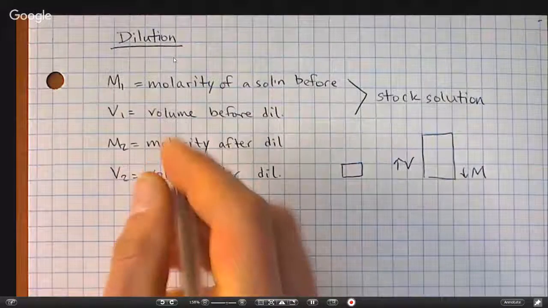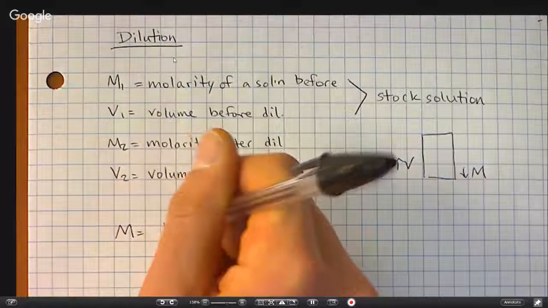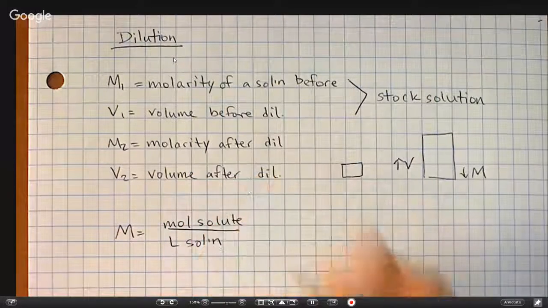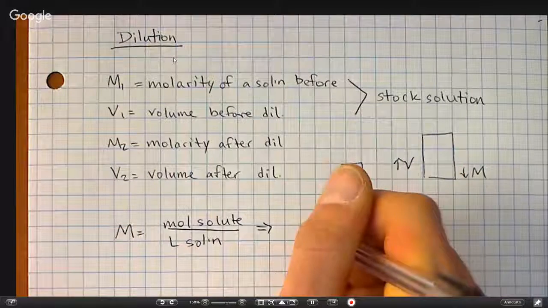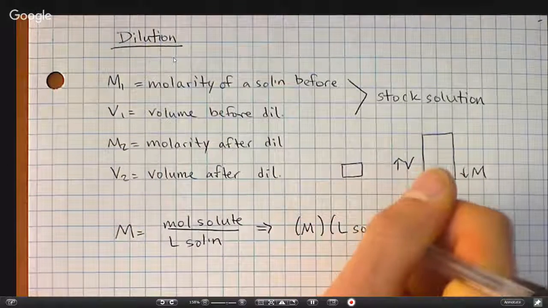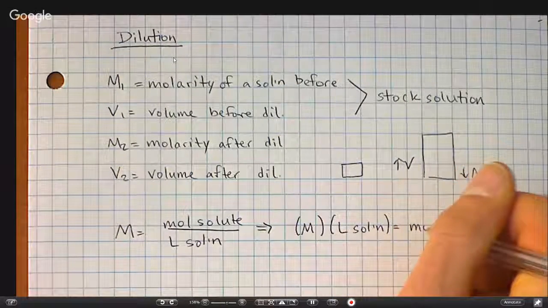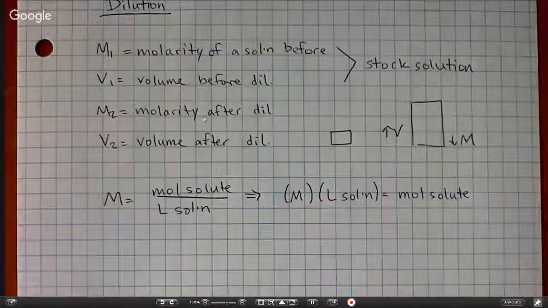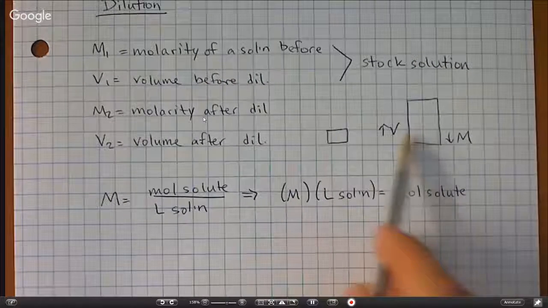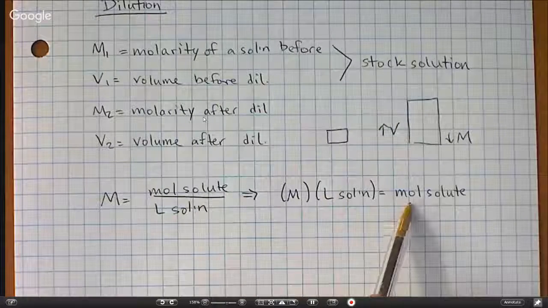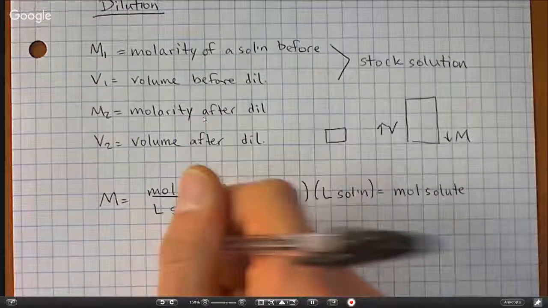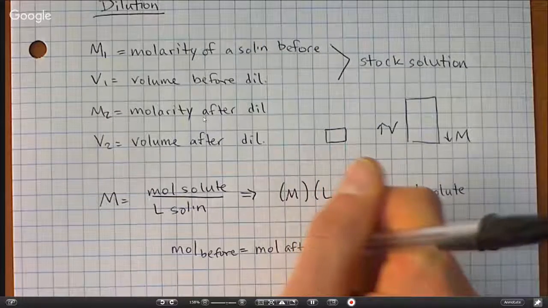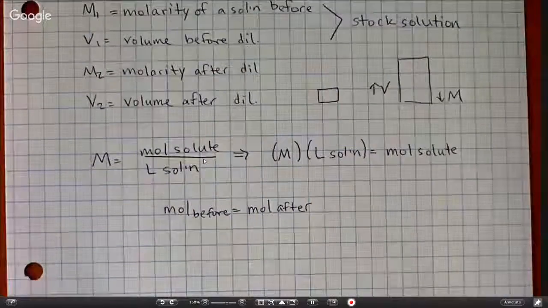Also remember from earlier this week with molarity, we defined molarity as the moles of solute divided by the liters of solution. If we rewrite this, we can say that the molarity times the volume is equal to the moles of solute. A point we made in class is that when we dilute from one volume to a larger volume, the number of particles represented by moles of solute does not change, which means the moles before equals the moles after. So the moles do not change before or after the process.